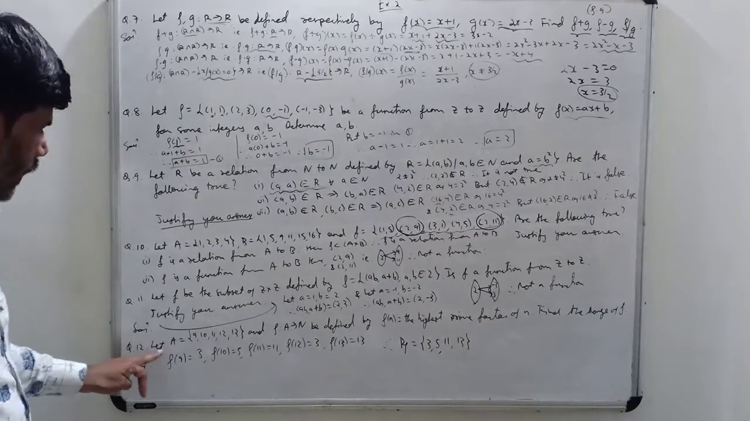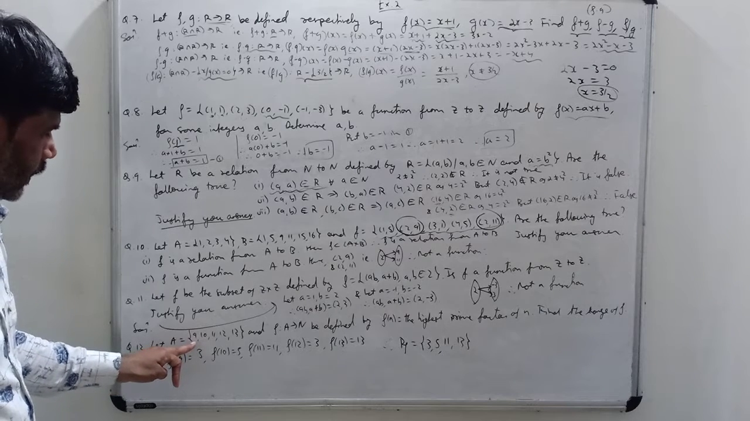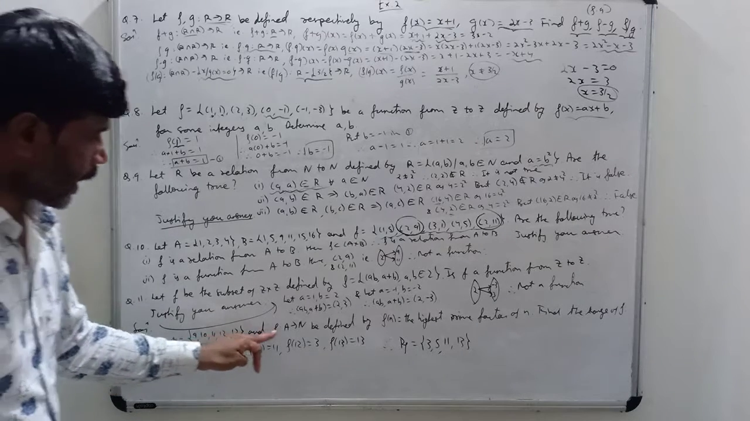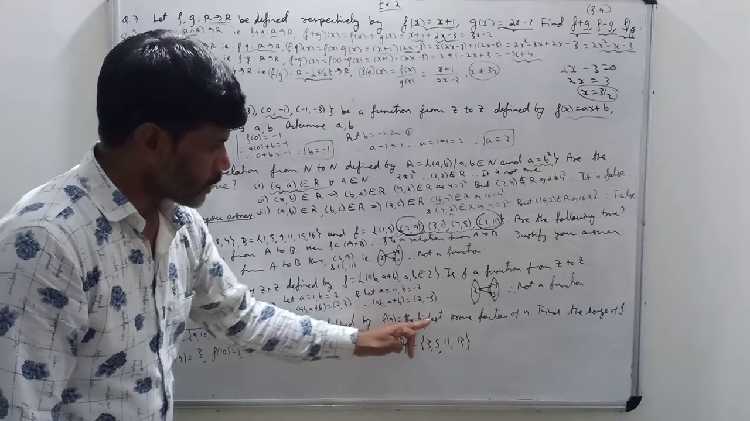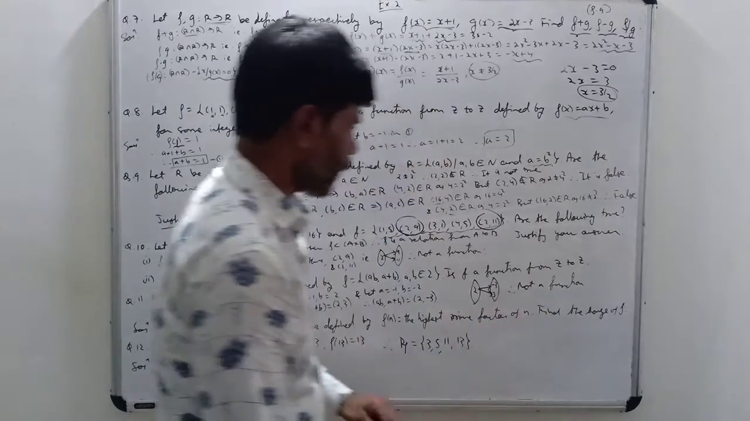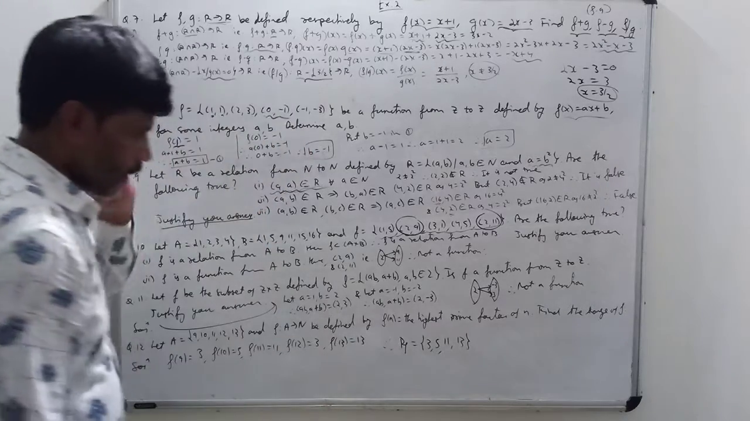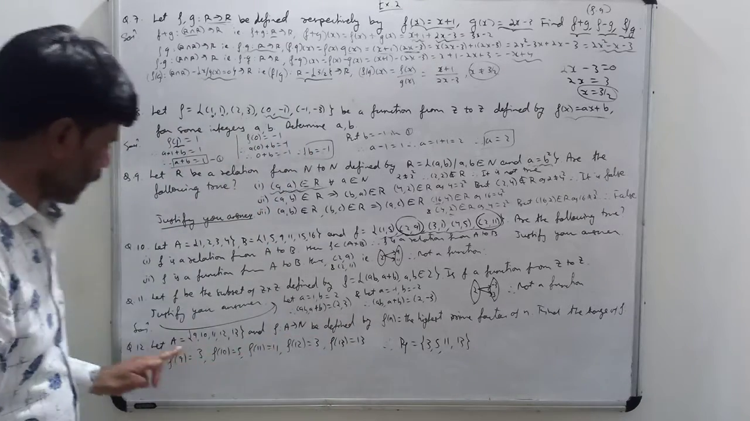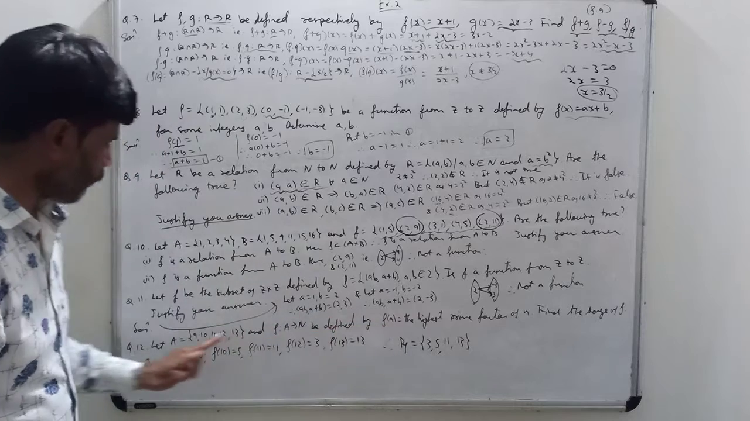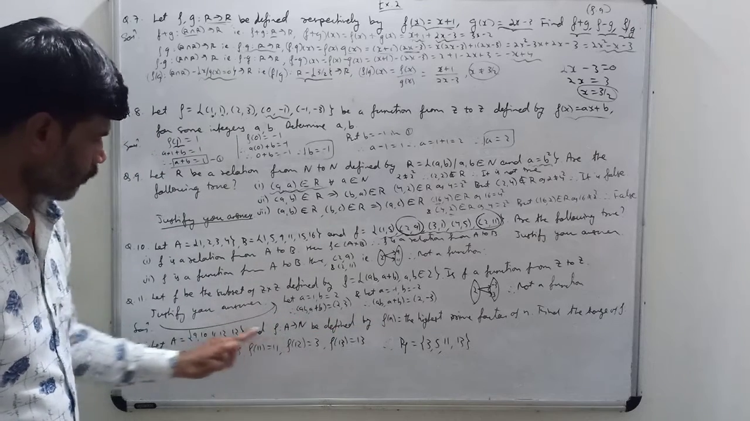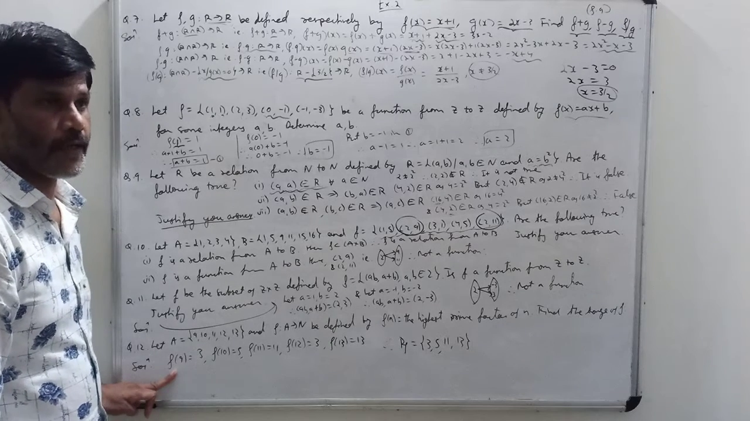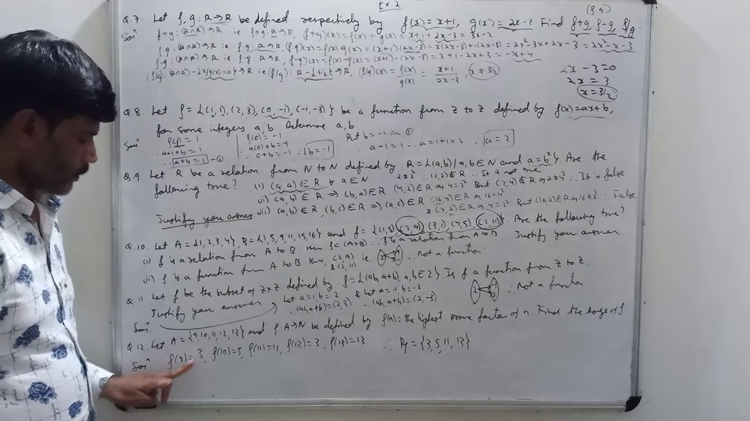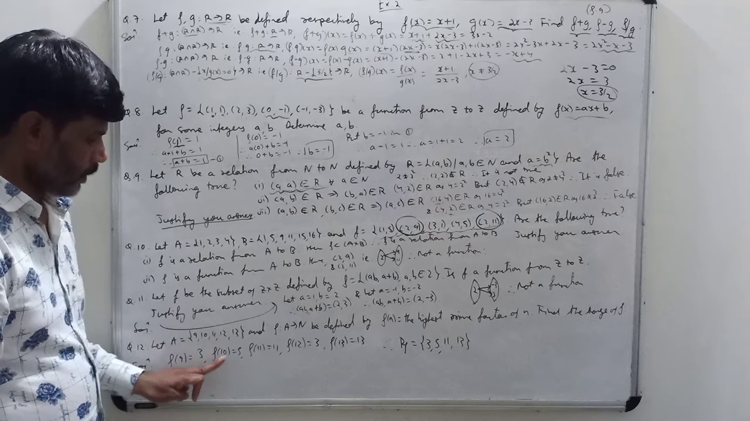Now question number 12. Let A be a set containing elements 9, 10, 11, 12, 13 and f is a function defined from A to N by f(n) is equal to the highest prime factor of n. Find the range of f. Okay, so highest prime factor, first of all we will take the values. f(n) will take values from where? A. What are the elements of A? 9. So f(9) is equal to, what is the highest prime factor of 9? 3 into 3, 9. So highest prime factor is 3.